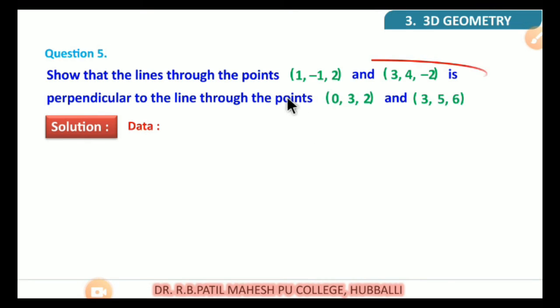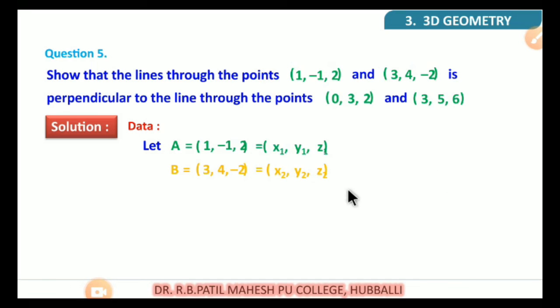Now we have to find out the direction ratios of the first line as well as the direction ratios of the second line. So to write down the direction ratios of the first line, consider these 2 points. Let A be the point (1, -1, 2) and B the point (3, 4, -2). These can be considered as x1 y1 z1 and x2 y2 z2. Now write down the direction ratios of AB. AB is the first line. The direction ratios are x2 minus x1, y2 minus y1 and z2 minus z1. So we can write down these 3 direction ratios.